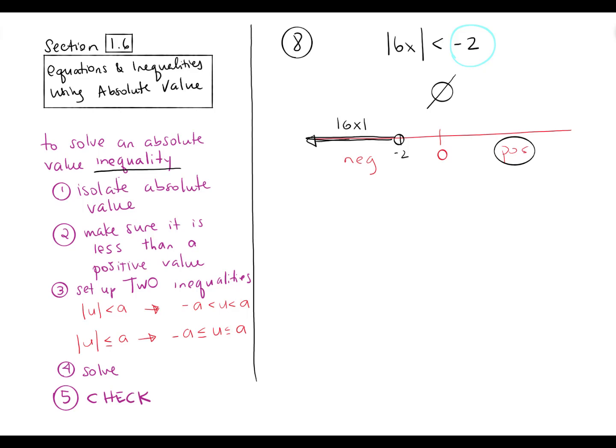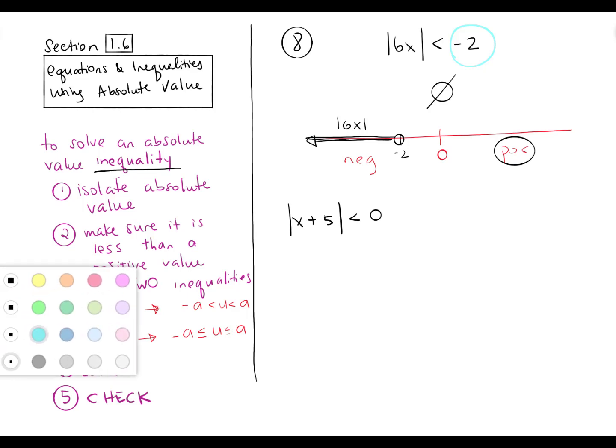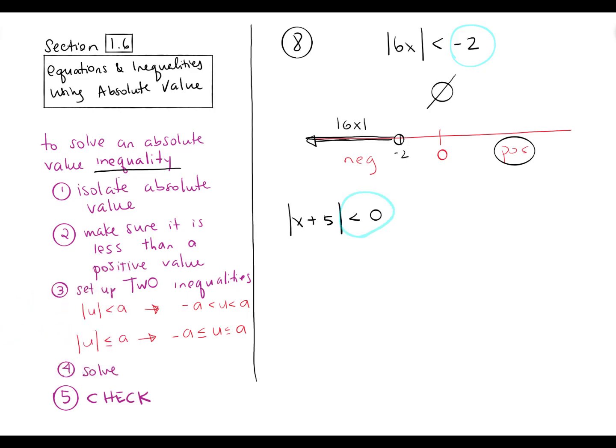So now let's just do a couple of equations. We want to say the absolute value of x plus 5 is less than 0. I want to remind you, what does this mean? Less than 0 means negative. So basically, this statement here says the absolute value is negative. When can my absolute value be negative? Never. So I won't have a solution for that.